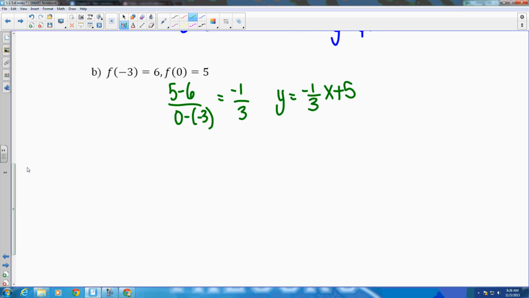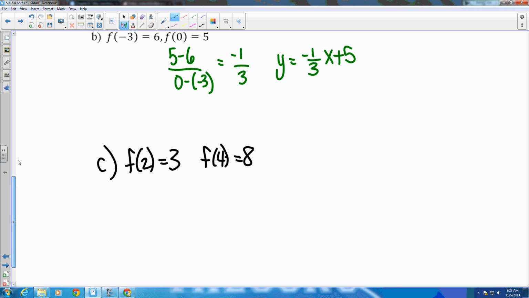I want to make another example on the bottom here. F of 2 equals 3 and f of 4 equals 8. Notice here that neither of these points are the y-intercept. So we started out the exact same by finding the slope. Which is 5/2. But now we need to figure out what the b value, or the y-intercept value, is.